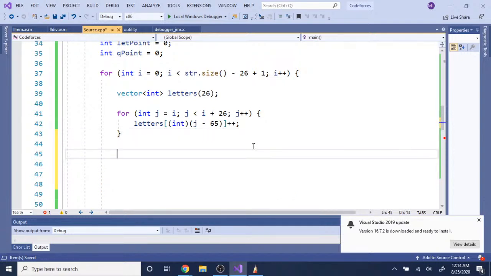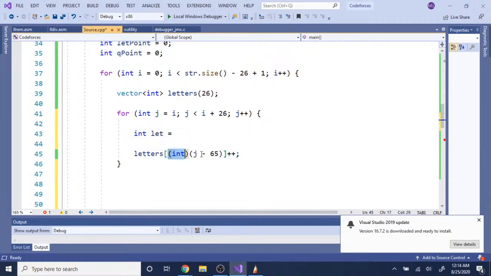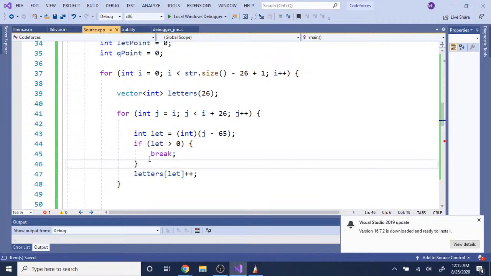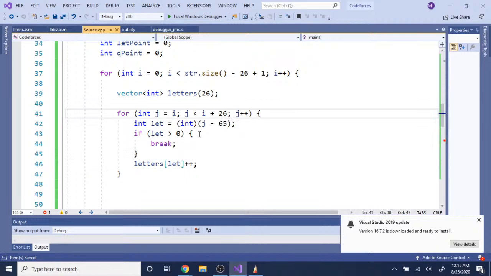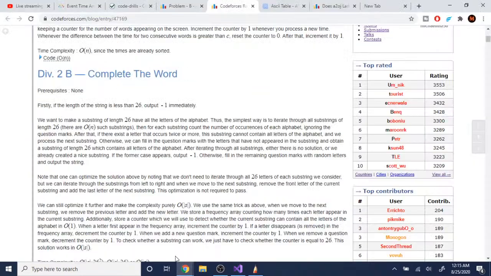So now, if a letter occurs twice, so if a letter is greater than 0, the current letter is going to be this, right? Converted to equivalent ASCII. If the letter is greater than 0, we break and we go to the next substring. Otherwise, you would do letter plus plus. So we break, and then we go to the next substring. Yeah, okay. Letters at letter. Break, go to the next substring. Let's see.